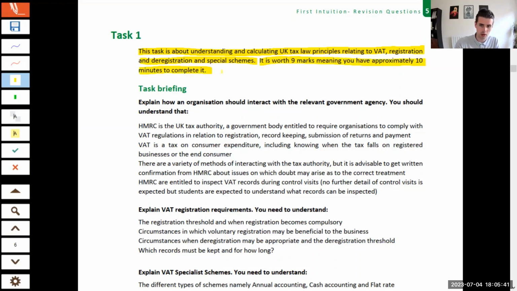It gives you about 10 minutes to complete it. There's only 80 marks available in this assessment. It's the least amount of marks you can get in any exam, okay? So this is about 10% of your overall grade.